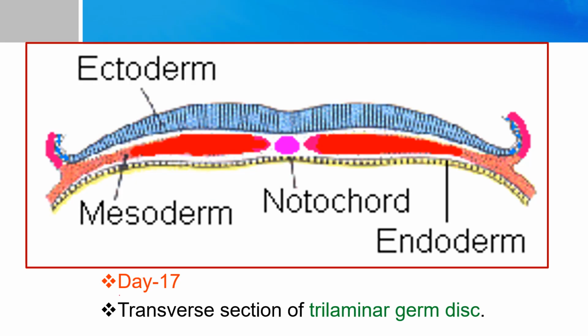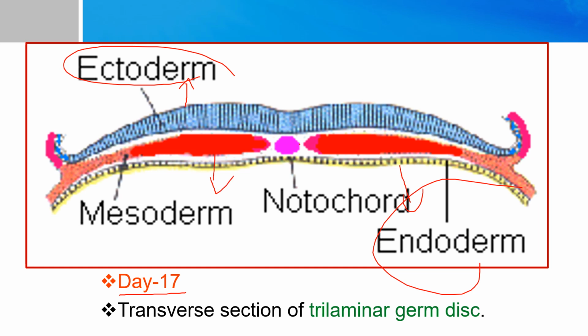In this slide, this is the 17th day. We have the 3 germ layers formed in the 3rd week, that is the ectoderm and endoderm. This is the endoderm and the intermediate layer is the mesoderm. In the middle, the notochord has formed. So this is the 17th day transverse section of the trilaminar germ disc.